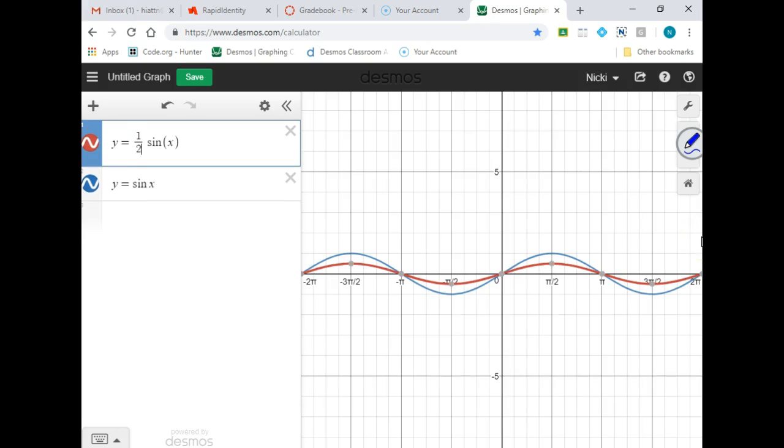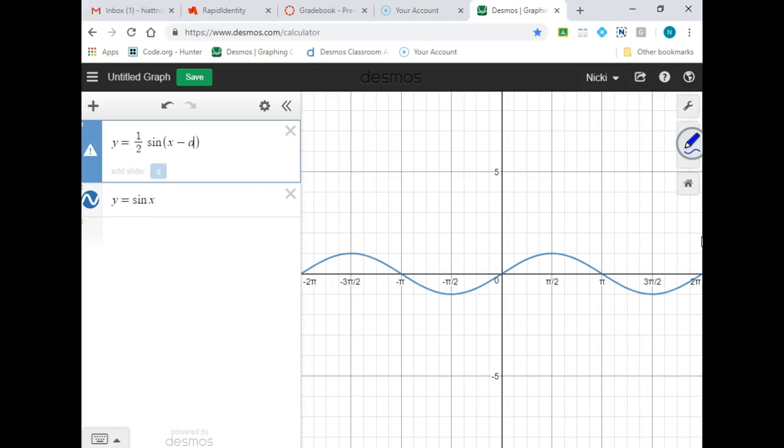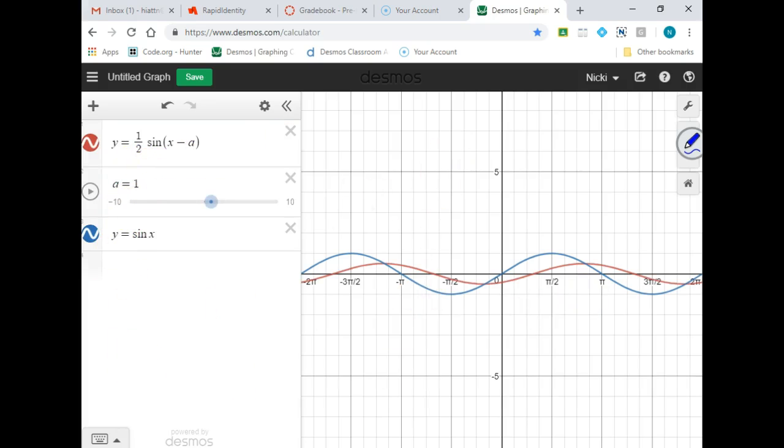When we put that 1/2 in front of it, see how it squishes it down? Right? And then, when I put the minus 3, it's a little hard to see that. Let's do this. I'm going to do minus a. And then let's add a slider. So if we watch this, watch what happens to the graph. Right now a is 1, right? And I want a to be 3, so as I slide this over, there we go. It's at 3.